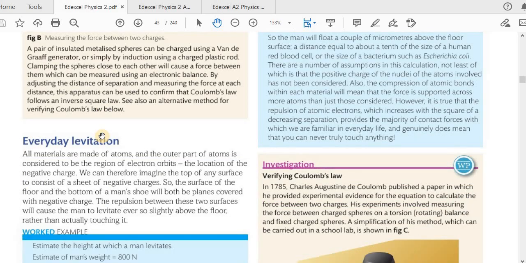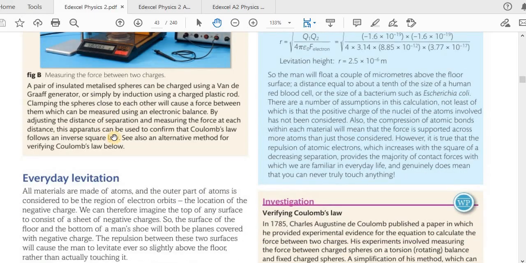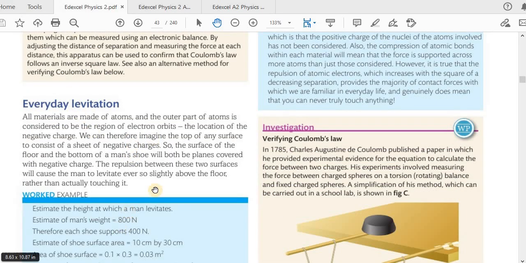Now let's see another way we can investigate, or verify, Coulomb's law. Let's go through this: everyday levitation. All materials are made up of atoms, and the outer part of atoms is considered to be the region of electron orbits. We have learned the structure of the atom. Outside the nucleus, you have the electrons orbiting the nucleus, the location of the negative charge. Why negative charge? Because there are electrons there.